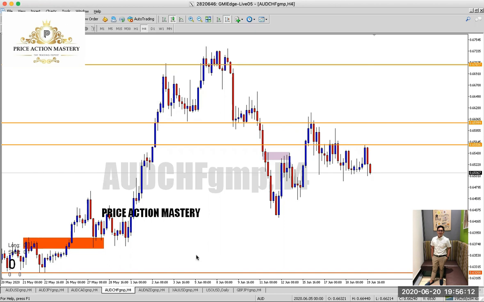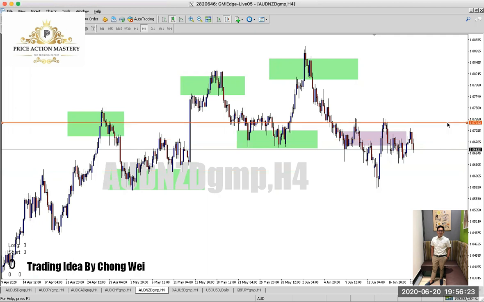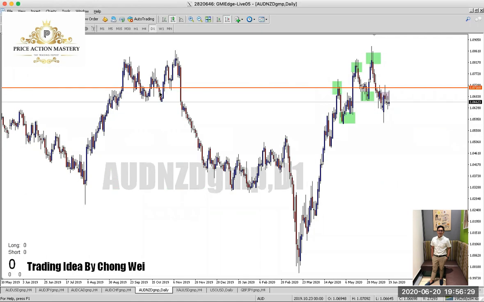Why? Because now is a downtrend. If you buy, you are in a risky trade. AUD New Zealand, right? AUD New Zealand. So same thing. Okay, so I'll be putting this key line. Okay, so let's look in.